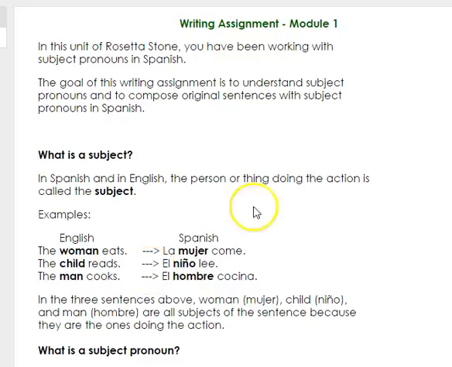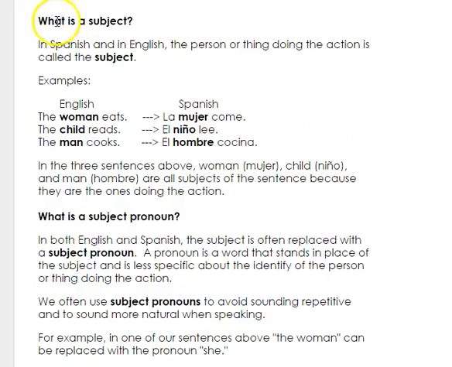In this unit of Rosetta Stone, you have been working with subject pronouns in Spanish. The goal of this assignment is to understand subject pronouns and for you to compose original sentences with subject pronouns in Spanish. Before we can talk about subject pronouns, we need to understand what is a subject.